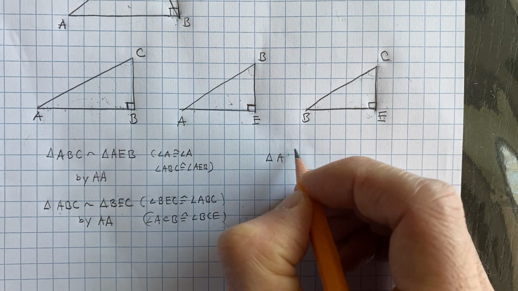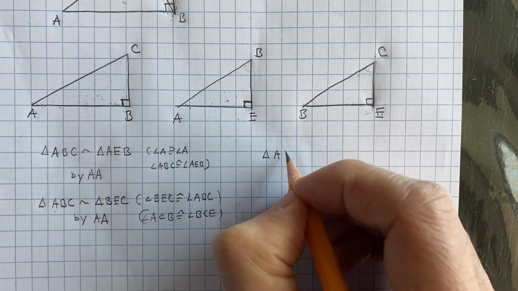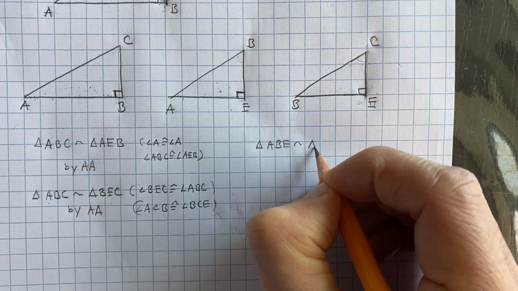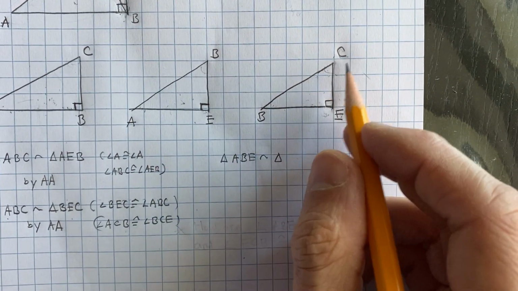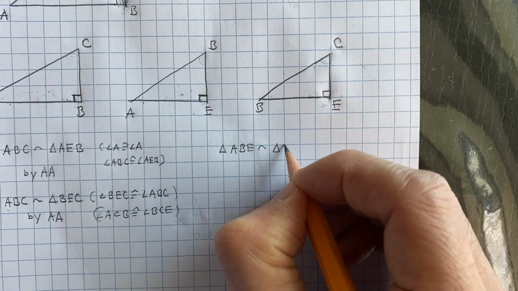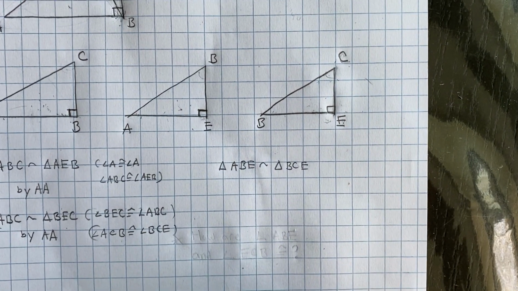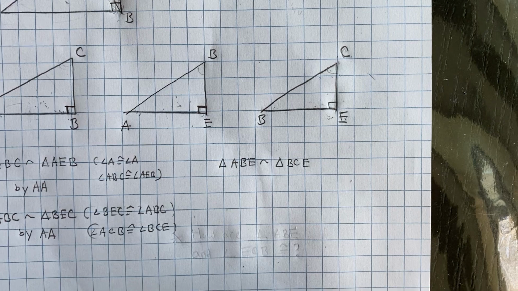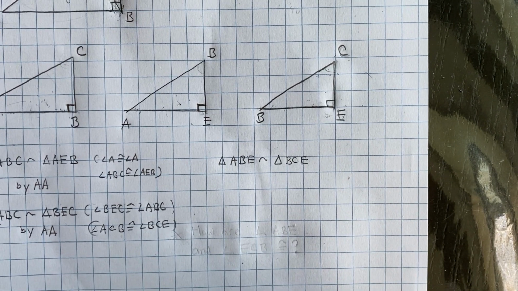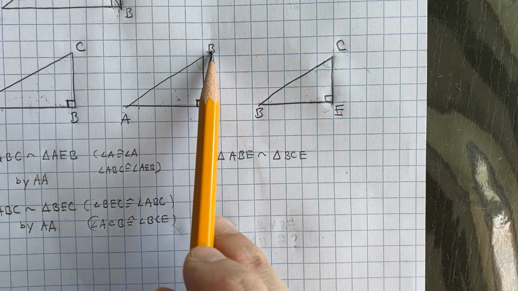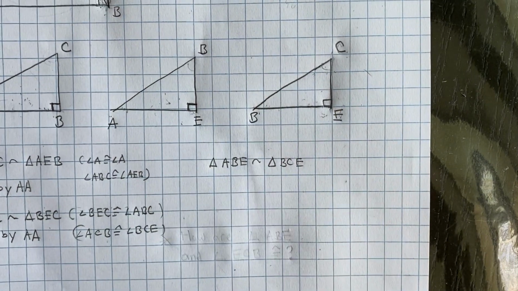I guess it doesn't really matter which order you go. Okay, I'll say triangle ABE is similar to triangle BCE. As long as you write the letters in the correct order based on the positioning of the triangles, it's okay, right? If I said triangle AEB is similar to BEC, that works as well.